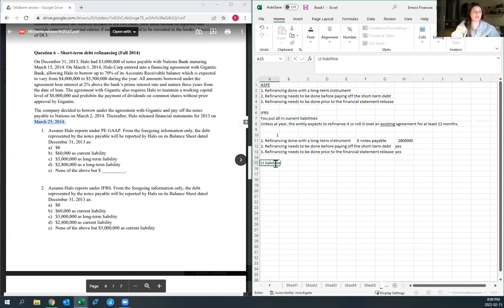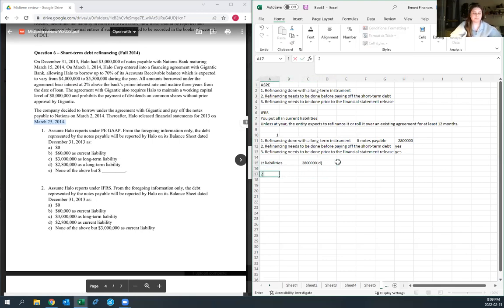Now, what do you put? Do you put the 3 million or do you put the 2.8 that we calculated here? Any guess? All right, so the amount that you put in your long-term liabilities cannot be greater than your long-term instruments. So since our long-term instrument is 2.8 million, that's what we're gonna put down in our long-term liabilities. And then you're gonna have 200,000 in your current liabilities. So in this case, it's answer D.